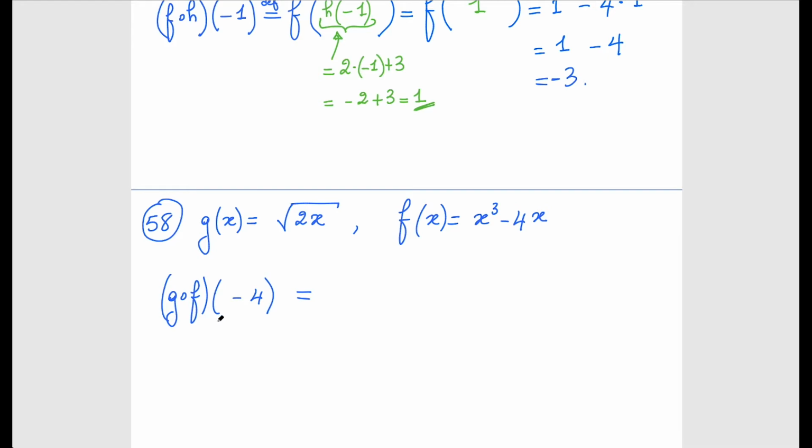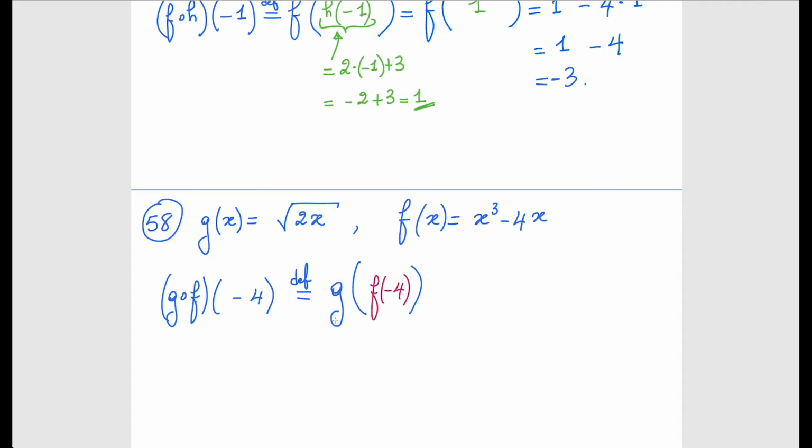Okay, same process. By definition, the composite function g composed with f acting at -4 is going to output g of f of -4, right? Correct? So -4 goes into the composite function. It goes to f first. F is going to produce an output, and that output is then going to go into g, right?